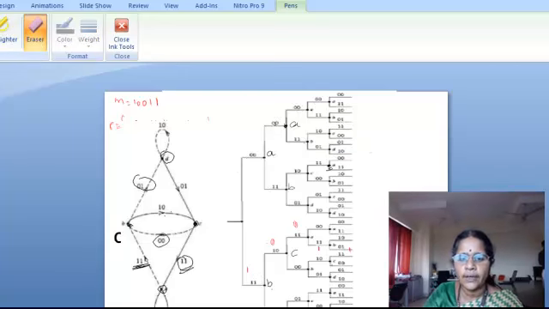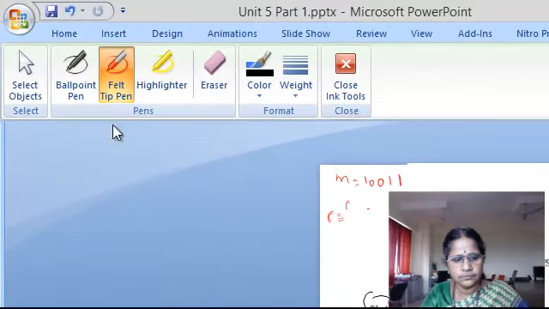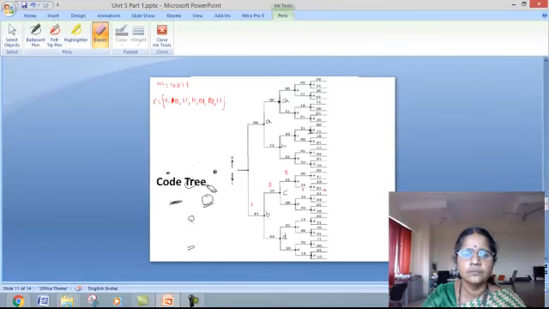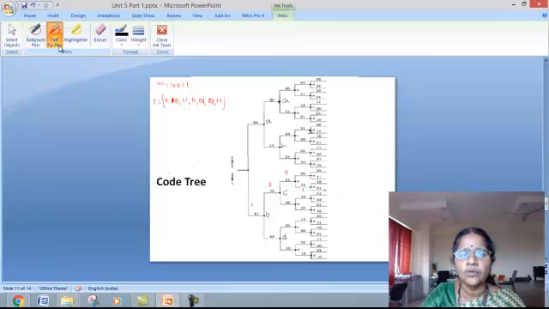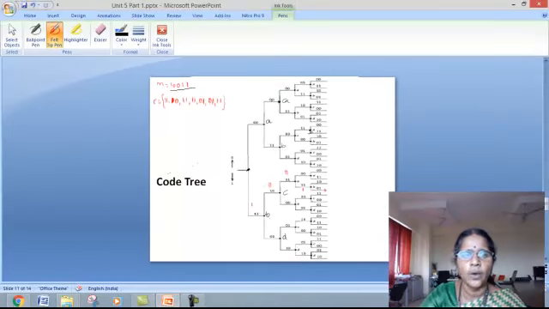Having constructed the code tree, how to find the encoded sequence? Let us take once again the same message sequence 10011. Start from the all zero state. The first bit is 1. So come down the tree. What is the output? 1, 1. Written here. Then you are at this point now.